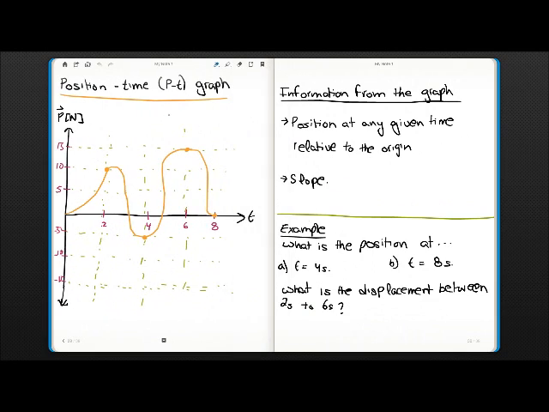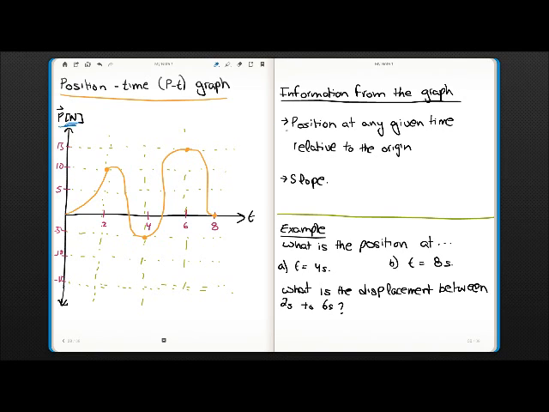The first one, position time. So in position time, this is a typical graph that you'll see. Take note of this, that you need to put a direction to it. So in this case I've said north. So that means anything below it will be south. Anything negative is south therefore.